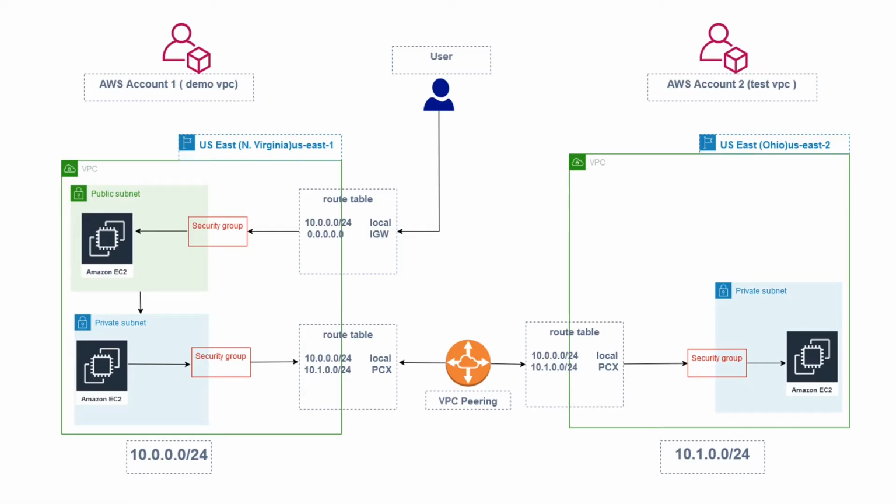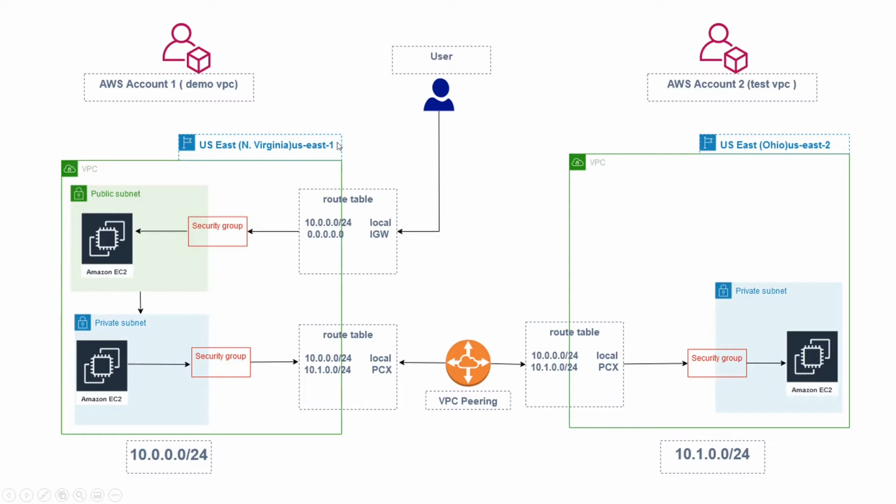Today we are going to look at VPC peering. VPC peering is a network connection between two VPCs that enables you to route traffic between them using private IPv4 addresses. So here we are going to look at VPC peering in this diagram.